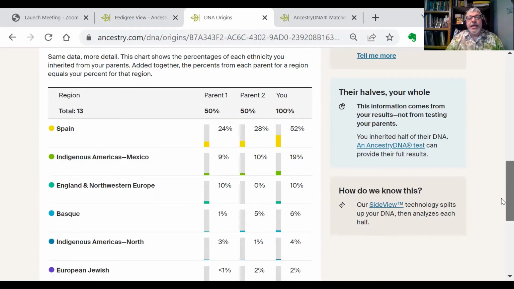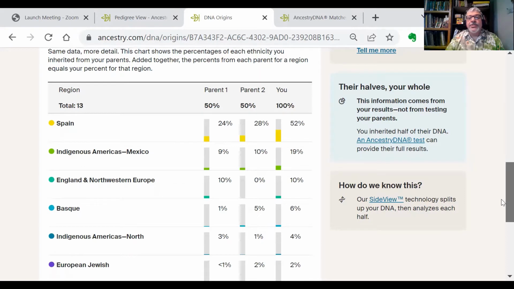Now, you inherit exactly 50% of your mother's DNA and exactly 50% of your father's DNA. And so if you look at this, for instance, my Spanish DNA is 52%, but one parent, it's only 24%, and the other one is 28%. That's where I'm getting the breakdown from.